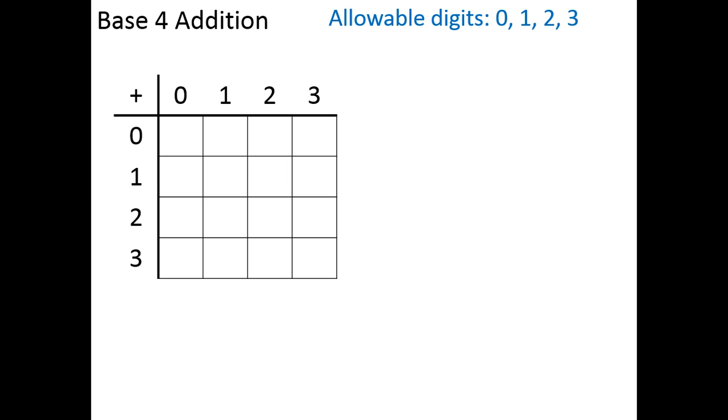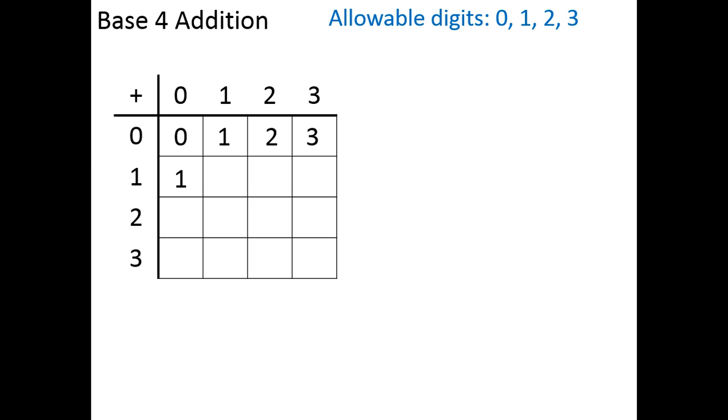We would see what we get when we add the digits 0, 1, 2, 3 with the digits 0, 1, 2, and 3. So let's complete this table and think about what's happening as we add these digits. I'm going to start in the first row. We have 0 plus 0, well that's still 0. 0 plus 1 is still 1. 0 plus 2 is still 2, and 0 plus 3 is still 3. So nothing unusual there.